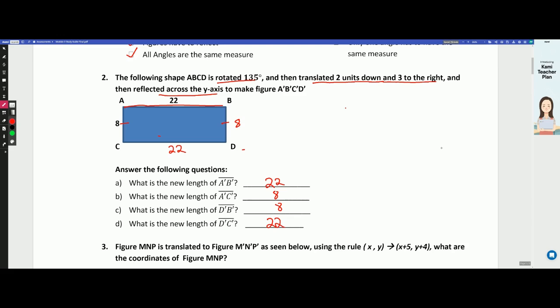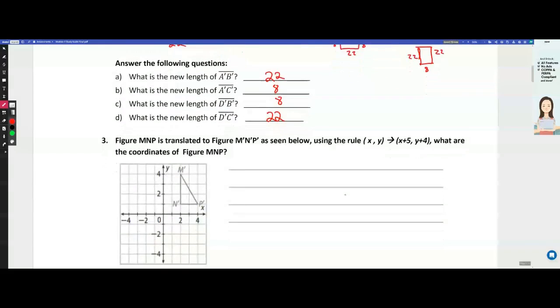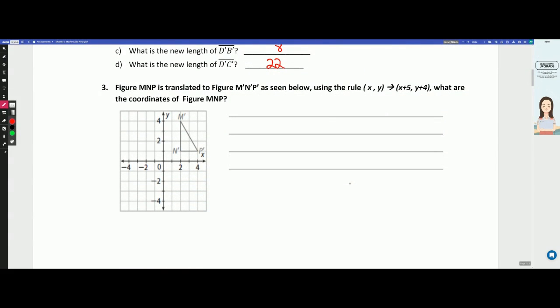So pretend you had an object, and you threw it across the room and did all this weird stuff to it. That was 22. Well, after it rotates and reflects and bounces around the classroom, it's still going to be the same as it originally was. Nobody compressed it, nobody stretched it, the thing didn't expand like a sponge, nothing crazy like that. You just threw an eraser. That's all it was. All right, number 3, figure M and P.